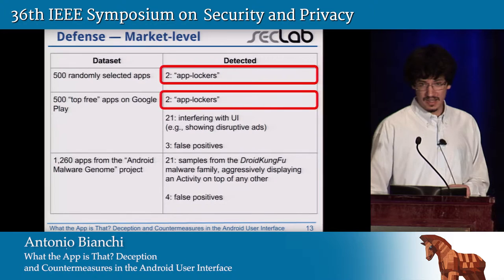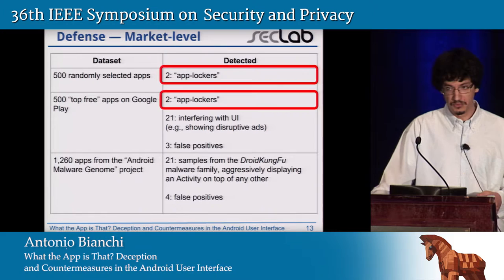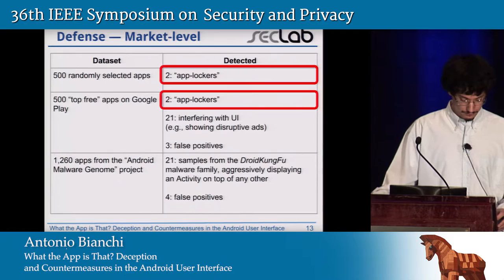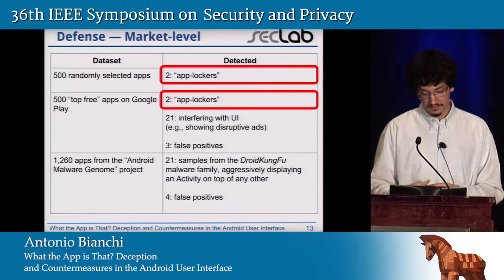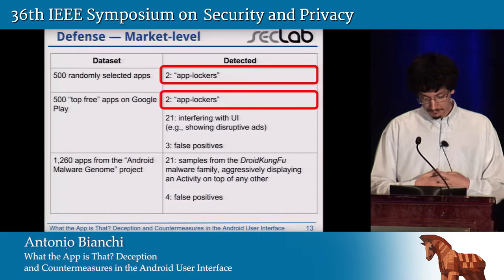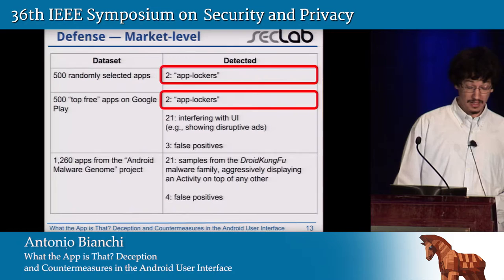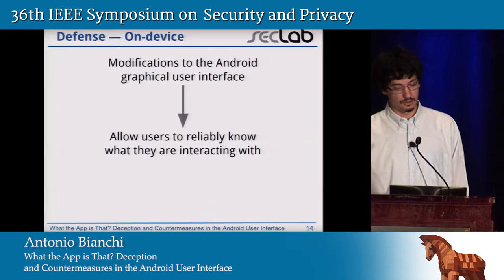So from these results, we can see that our tool is able to detect applications that heavily interferes with the Android user interface. But to actually understand exactly if this interference is benign or malicious, we need to understand the semantic of an app. We need to understand if the goal the app is trying to achieve is really benign or malicious. So we could rely on manual analysis, but we also decide to design a different solution to this problem that is based on modification on the Android user interface.